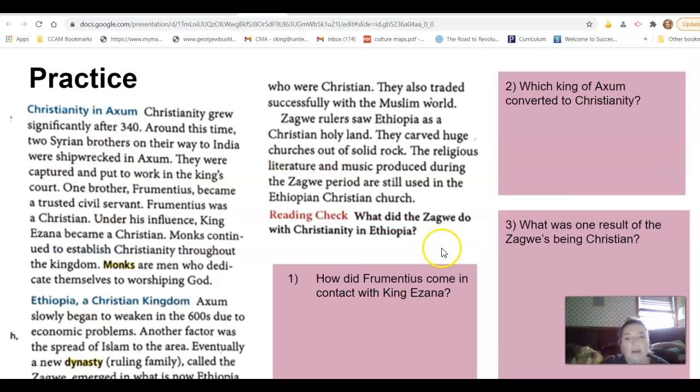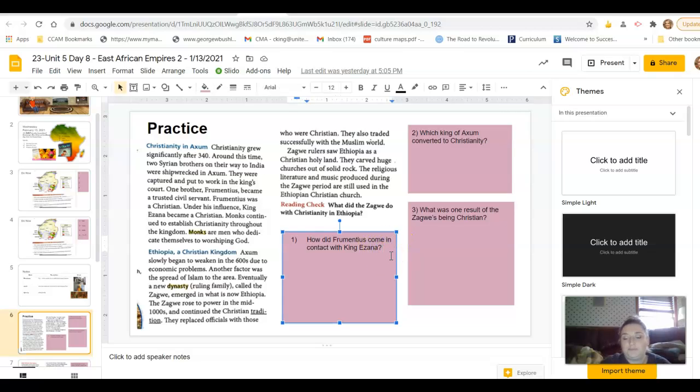So I'm going to go ahead and exit. I'm going to restate. Frumentius came into contact with King Izana because he was made a civil servant after he was captured.